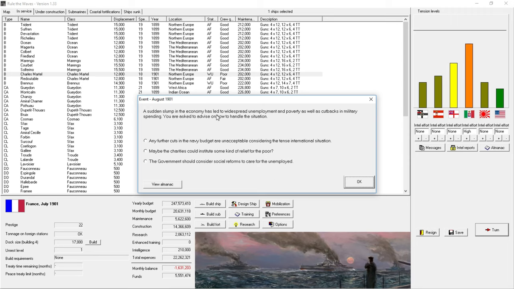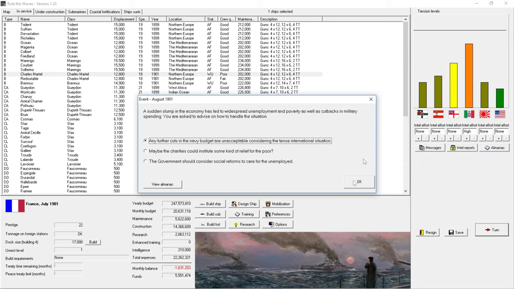A sudden slump in the economy has led to widespread unemployment and poverty, as well as cutbacks in military spending. You are asked to advise on how to handle the situation. What? We can't cut funding. Any further cuts in the naval budget are unacceptable, considering the tense international situation. Well, that's damn right. We're almost at war with Italy. Maybe the charities could institute some kind of relief for the poor. The government should consider special reforms to care for the unemployed.